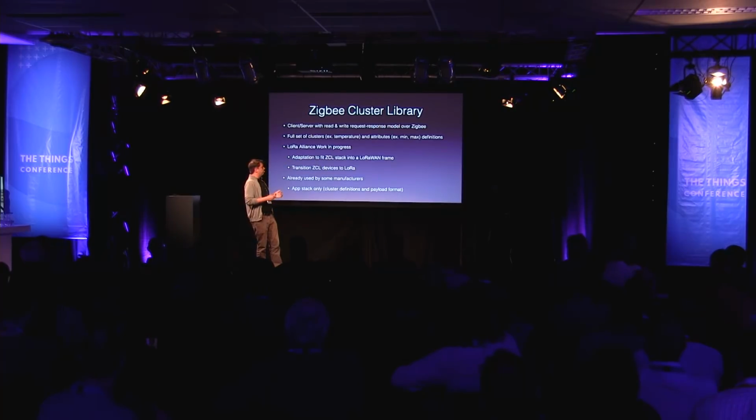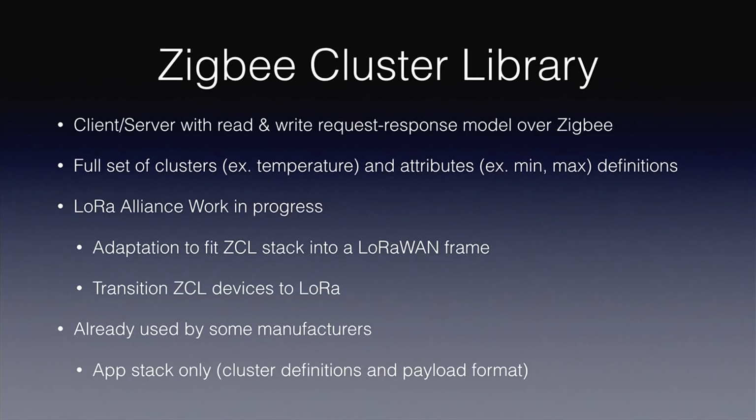The last one, or one of the last big ones, is Zigbee Cluster Library. Zigbee Cluster Library, or ZCL, is a client-server model with read, write, request, response. So it's quite complicated. You first need to send a request to the device to read some attribute on a given cluster, basically, and it will return the value.